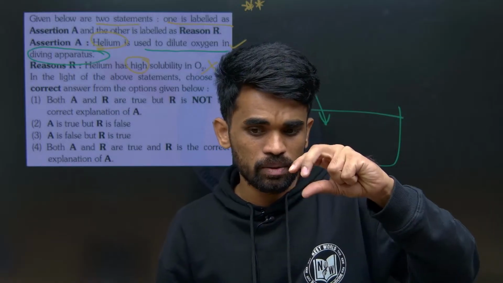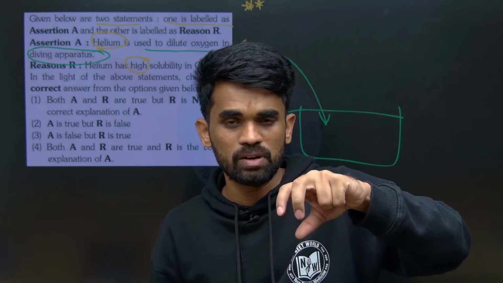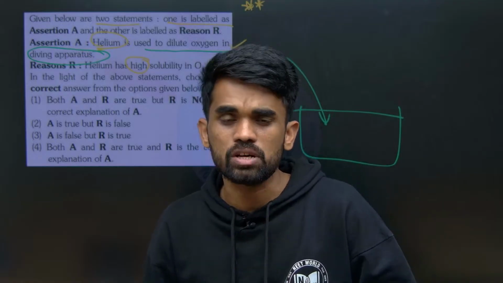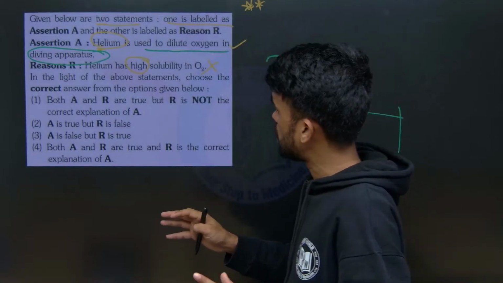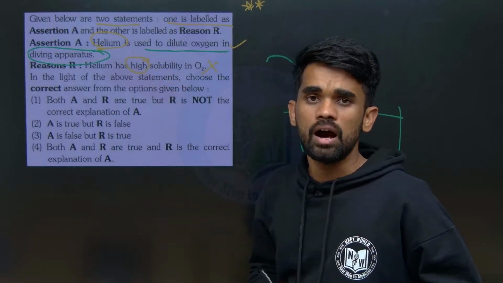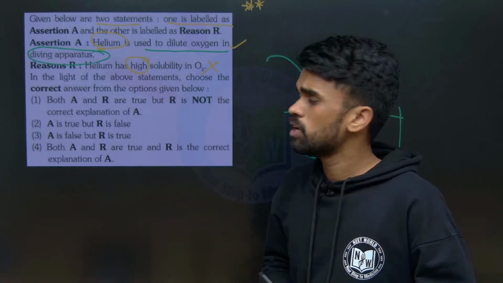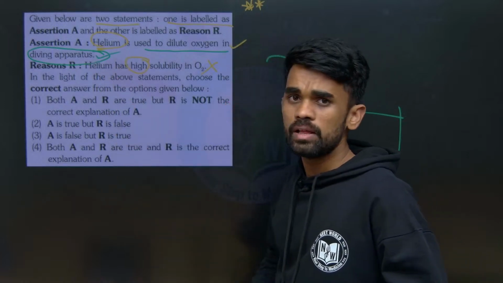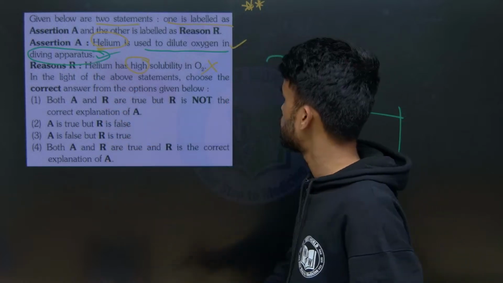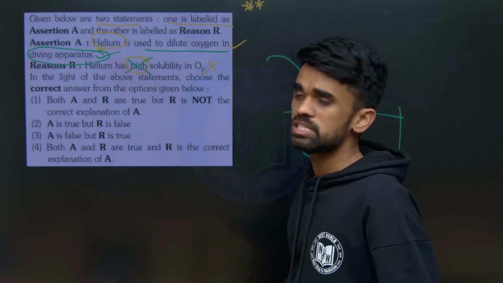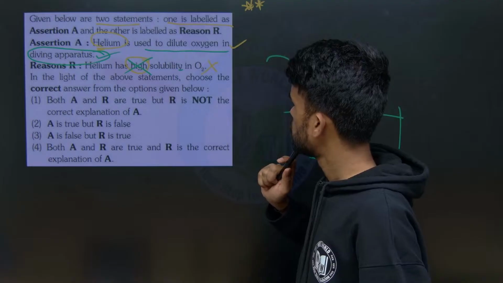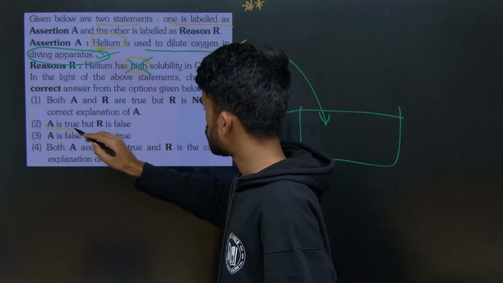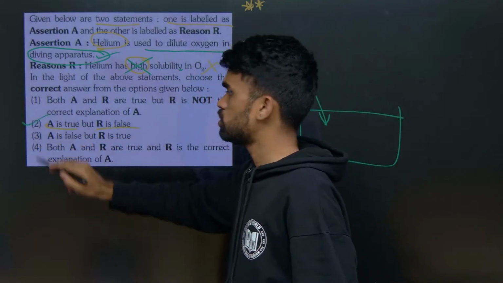Therefore that will make bubbles form, or the solubility of oxygen will be more. So that creates discomfort, right? Due to that reason, they dilute that oxygen cylinder using helium gas, because it has low solubility. What they told was that it has high solubility. So this reason is incorrect, but the assertion is correct. So I can go with A is true, R is false. You can choose option number 2.